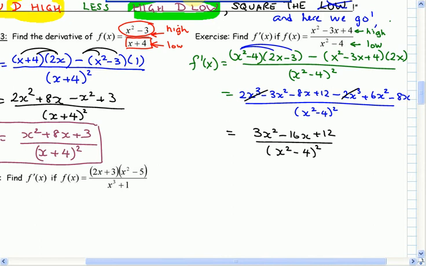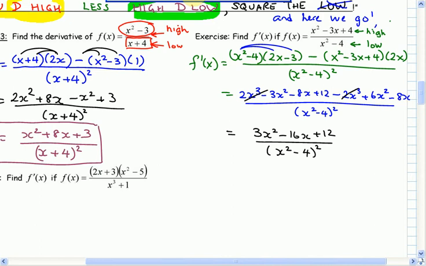3x squared minus 16x plus 12. Is that what you got in the numerator? No? Yes? You got that? Can someone give me some confirmation so I feel good about myself? Okay, yes. All right. Okay, last one.